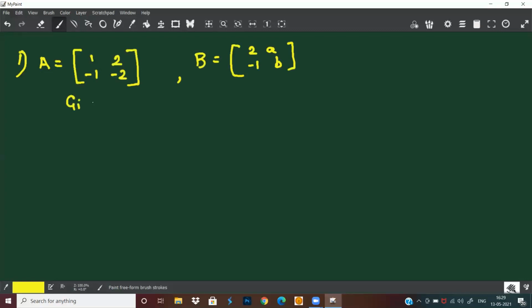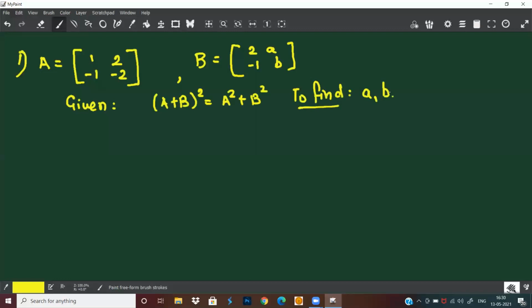can I give you one or two sums to try? You are given matrix A, (1, 2, -1, -2). And matrix B is given, 2A, -1B. Also given, (A+B) the whole square is A² + B². You have to find the values of A and B. Are you able to hear me? Because there's been a lot of network issues since morning. Okay, great.